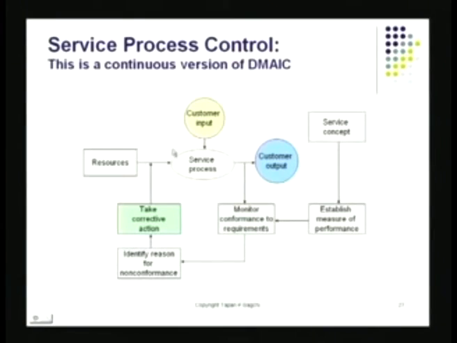You start with customer input. Then of course you make sure you design the service process appropriately. Then the experience is going to be the customer's output. You take your resources and you take the customer's input, which is in terms of requirements, and you produce the service, and then you've got the customer output there. And this is to be monitored. And then you've got your own service concept, on the basis of which you've got some standards set, and then you compare the two and you come up with reasons for any kind of non-conformance that is there, and you take corrective action. If you're doing this, you're doing service process control.